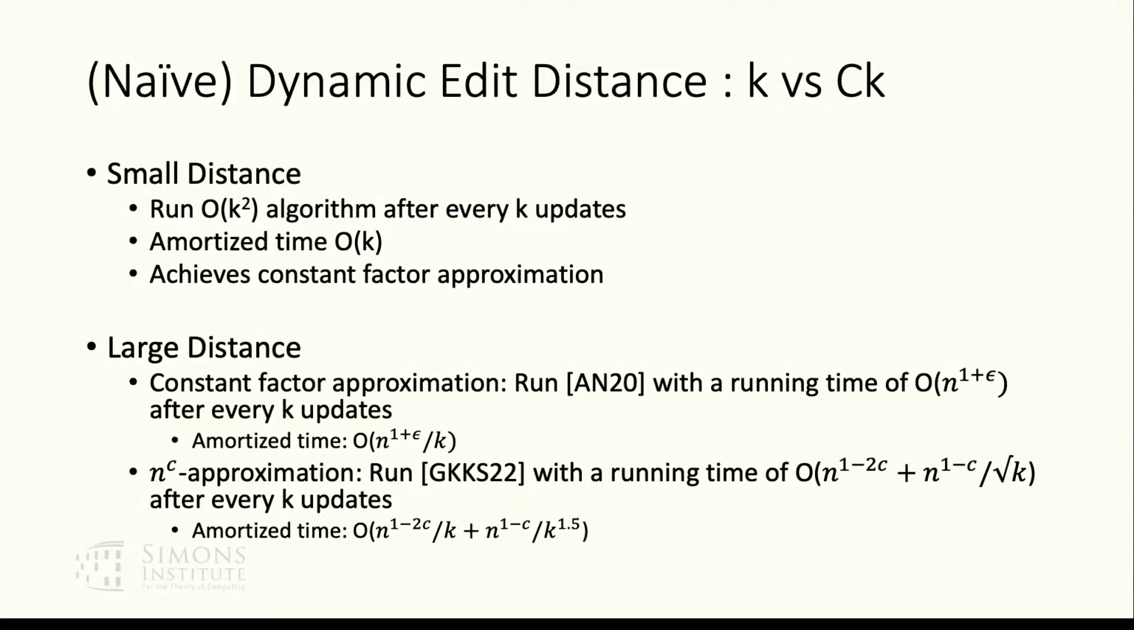But now when k is large, we can run the Andoni-Nosatzki algorithm that runs in n to the 1 plus epsilon time, but again we will do that after every k updates. What is epsilon here? This epsilon depends on the approximation factor, so the approximation is some function of 1 over epsilon. And if you want not a constant factor but some n to the c approximation, you can in fact run a sublinear time algorithm after every k updates, which has a running time of n to the 1 minus 2c.